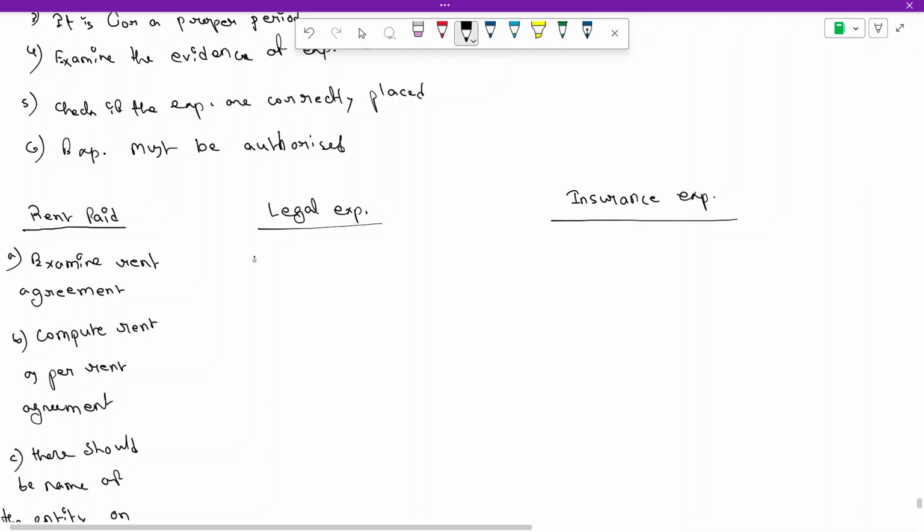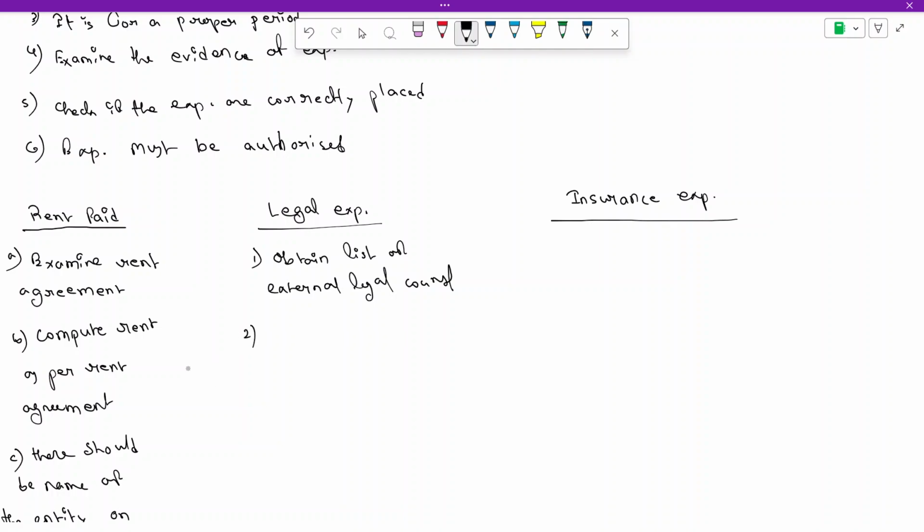Legal expense. In case of legal expense, obtain a list of external legal counsel. Examine the retention agreement.